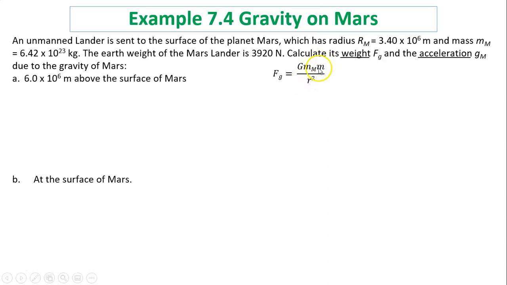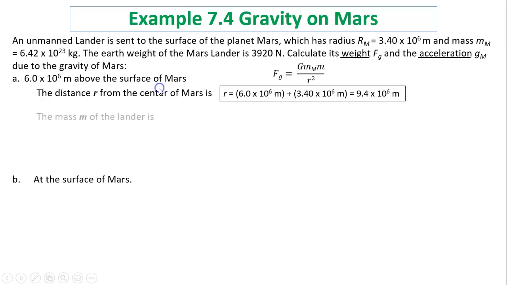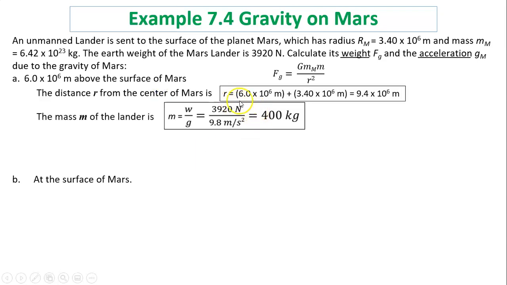We don't know the mass of the lander, but we can figure that out using the weight on Earth. We can also figure out this R, from the Mars lander to the center of Mars. We know the radius of Mars and we know how far the lander is above the Mars surface. We simply add the two together to find that R. So R equals the two added together, which is 9.4 times 10 to the 6 meters.